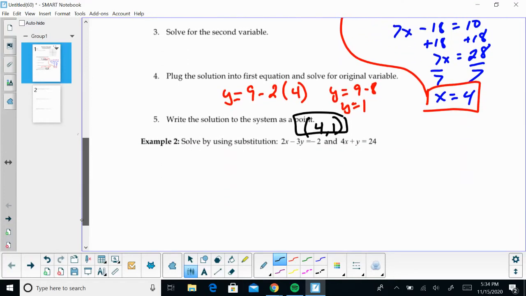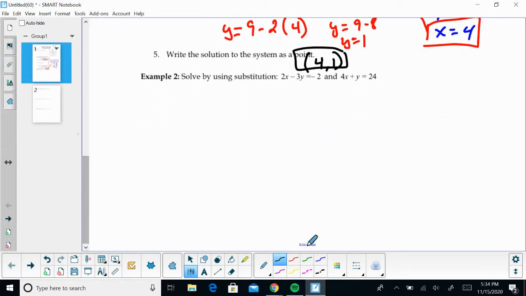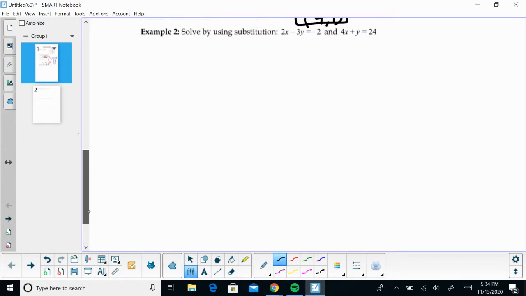All right, let's try another example. So here I have 2x minus 3y equals -2 and 4x plus y equals 24. Again, I always have to start by solving one of the equations for a variable. I could take this first equation and solve it for x, or I could solve it for y. I could take the second equation and solve it for x or solve it for y. Either way, one of those four choices, it doesn't matter.